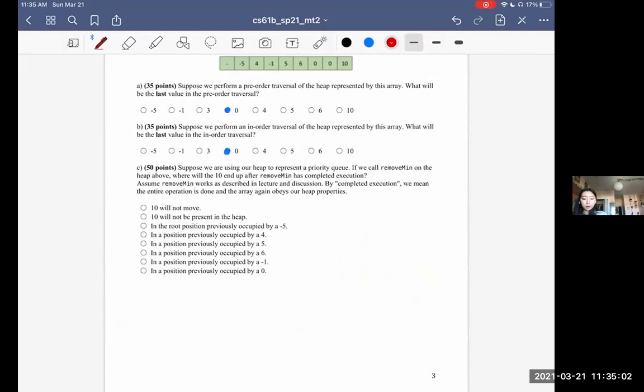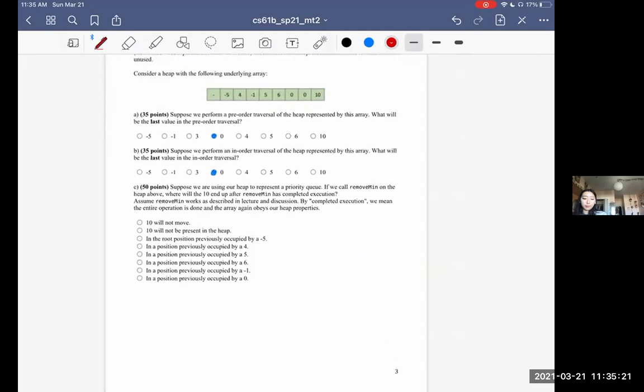And so now, suppose we are using our heap to represent a priority queue. If we call removeMin on the heap above, where will the 10 end up after the removeMin has completed execution? Assume it works as described in lecture and discussion. And by completed execution, we mean the entire operation is done, and the array again obeys our heap properties.